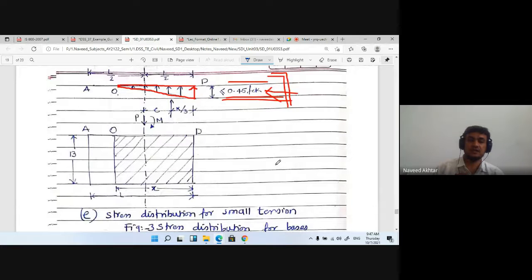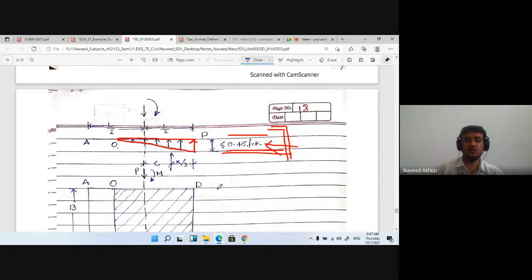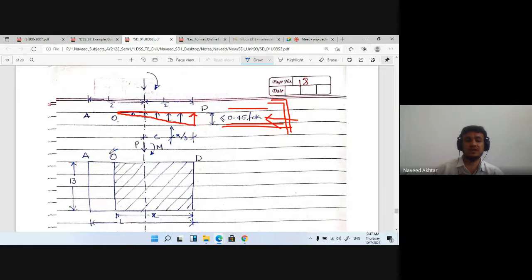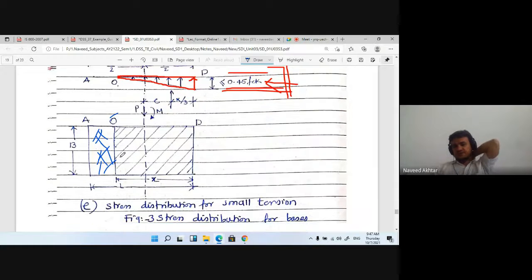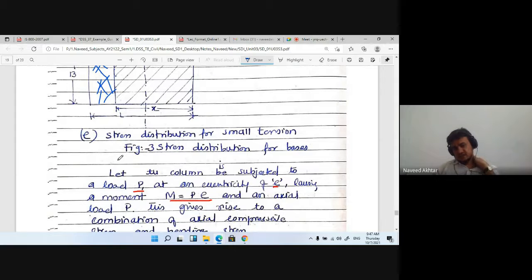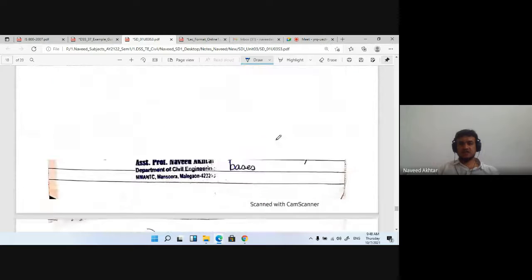So if you see the base plate A, B, C, D, okay. So A, O, D. At O, here the stress is zero, and if I proceed, negative stress is there, then it can be tension at this portion. Okay, there may be tension, and here stress is zero. So stress distribution for small tension, figure 3. You can see here also and here also.